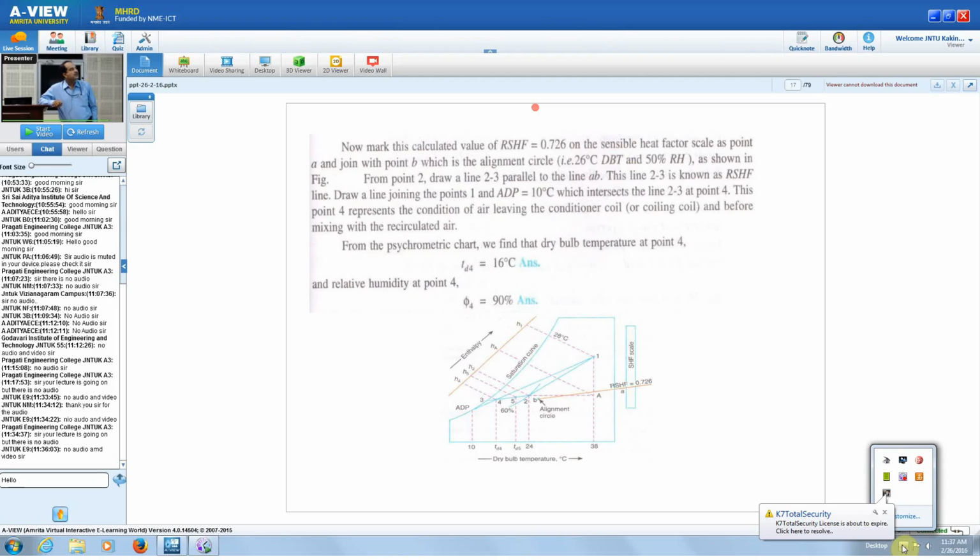Point 4 represents the condition of the air in the conditioned coil or cooling coil. Before mixing, we have already seen the previous diagram. It is the mixing before. That's why this point here, 4 and 3, is different. From the side of the chart, you can take this QB4, that is the dry bulb temperature at point 4, 60 degrees. And the relative humidity at this point is 19%.